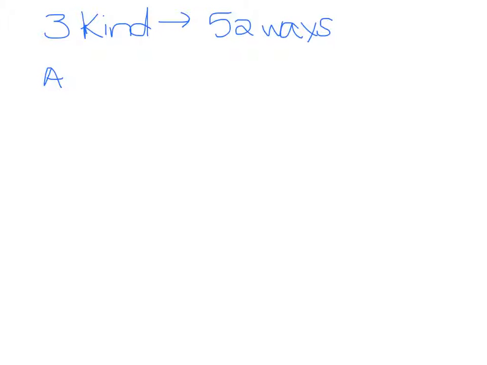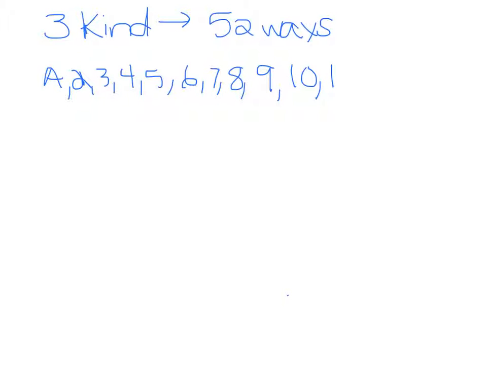Okay, so we've decided that for a 3-of-a-kind, there are 52 different ways we can get it. Now, for my other 2 cards, on the last slide we said we have ace, 2, 3, 4, 5, 6, 7, 8, 9, 10, not 11, that's a jack, queen, and king. So we had 13 different face values in a deck of cards.